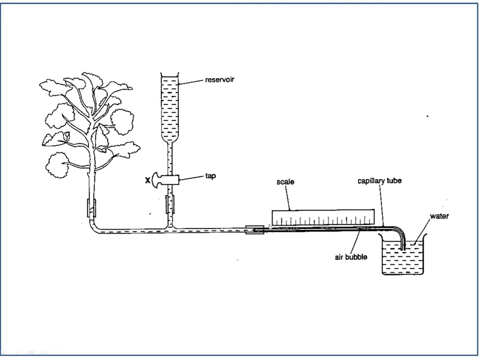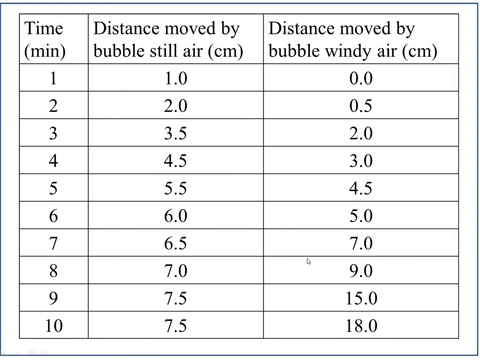You would have a ruler here so you can measure the distance the bubble travels in a certain amount of time. Here's an example of still air, how much the bubble moved. And then an example of windy air, so the rate of transpiration is a lot faster in windy conditions. You can measure the rate by doing the distance moved over time, so 18 over 10 for that one, and then 7.5 over 10 for that one.